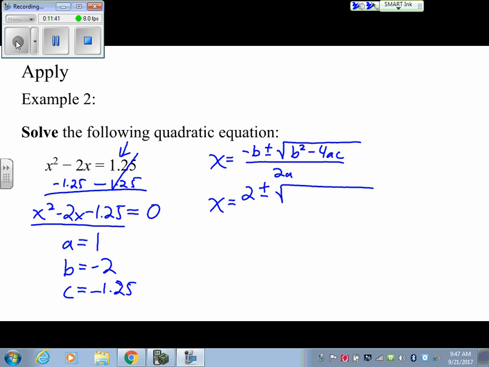Now we have our b squared, which is going to be negative 2 squared. And if you already know that negative 2 times negative 2 is 4, feel free to write that down. We have 4 times our a term, which is 1, our c term, which is negative 1.25. And then we're going to put all of that over our 2 times our a, which is just 1.